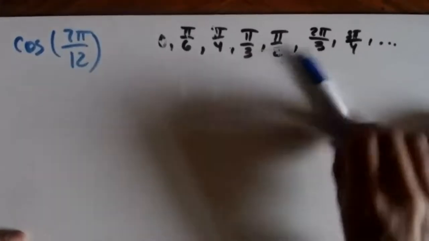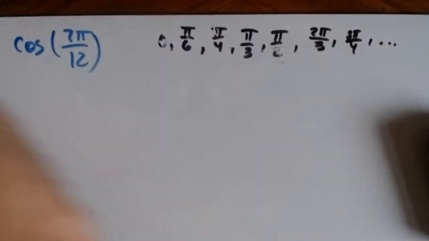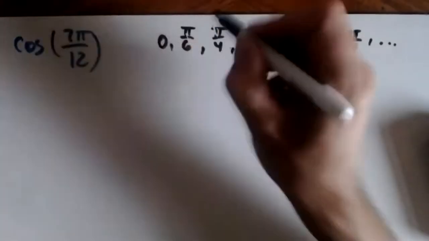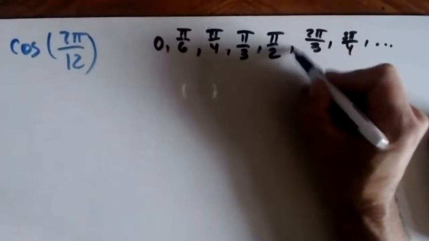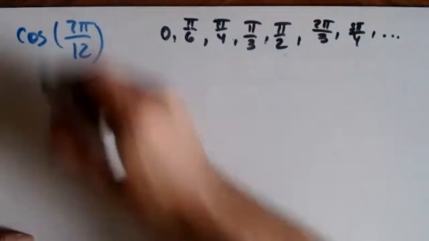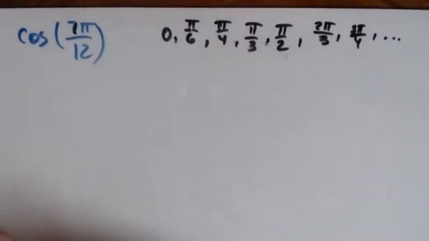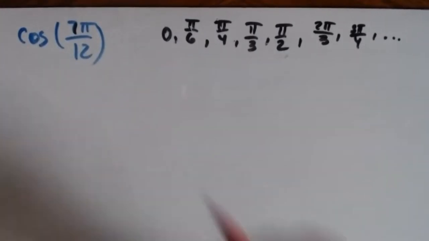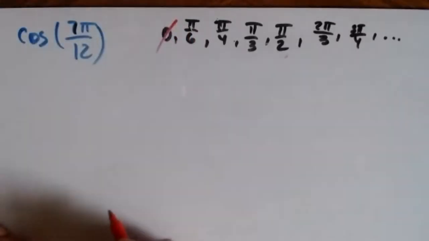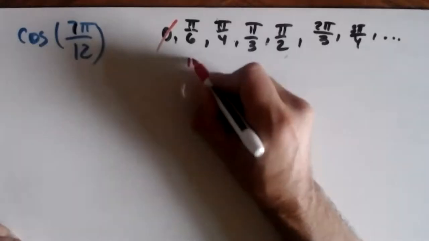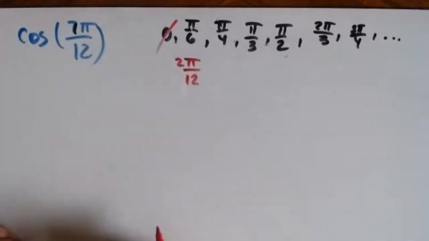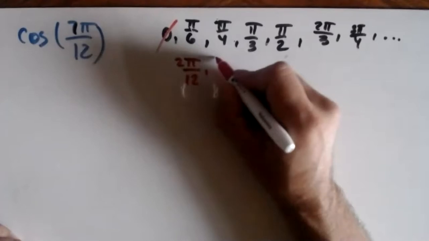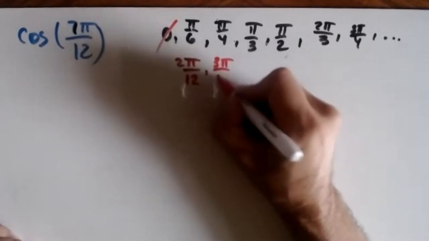Yep, and again, my numbers are going to be the same ones, my values. So I have pi over 6, pi over 4, pi over 3, pi over 2, 2 pi over 3, 3 pi over 2, and so on, correct? Now remember what the trick was. Well, the 0 I don't really have to use. So this is pi over 12, 2 pi over 12. This is 3 pi over 12.